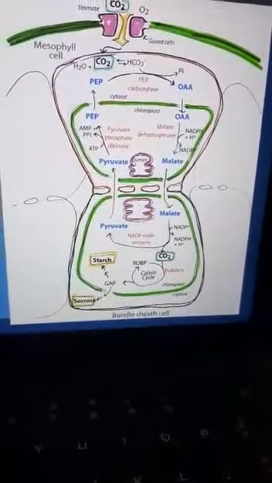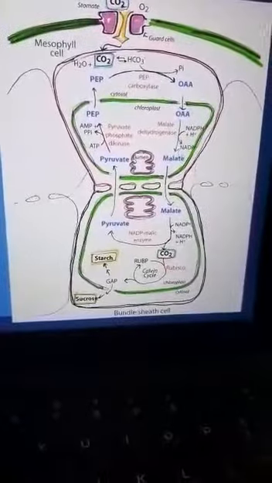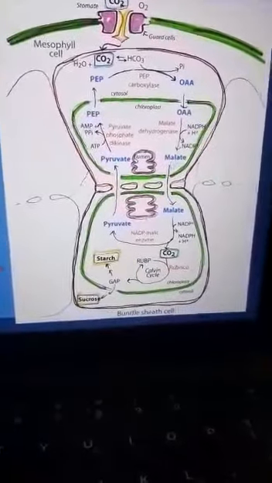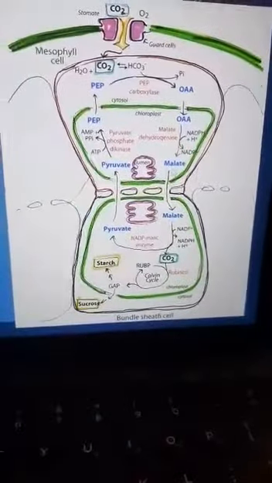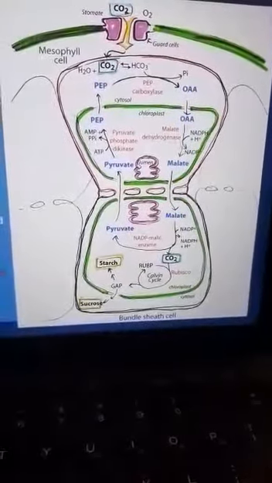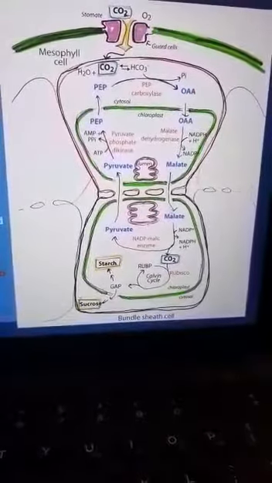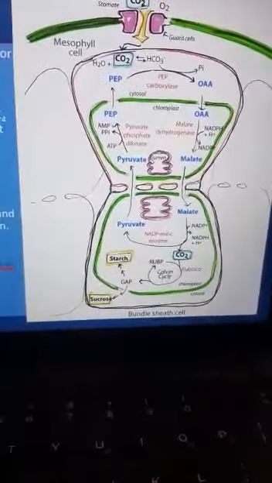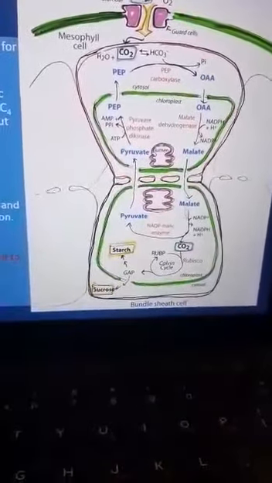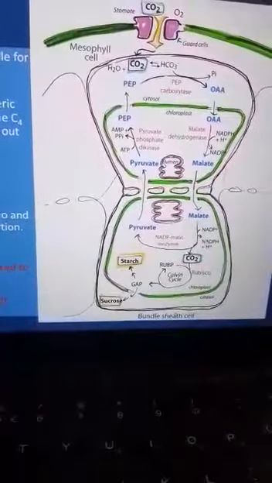This is what happens within the mesophyll cells. The next step then is going to be, you can see this malate is delivered from the chloroplast of the mesophyll cells through, we can say, the plasmodesmata, into the chloroplast of the vascular bundle sheath cells there.